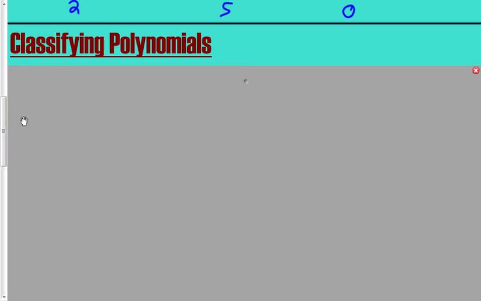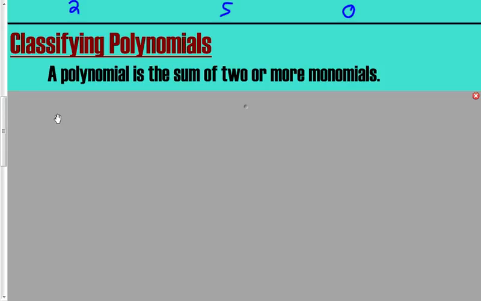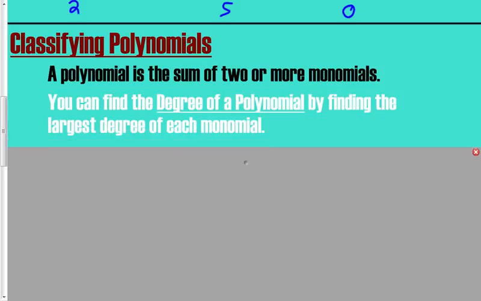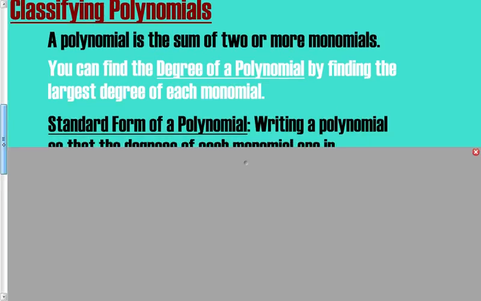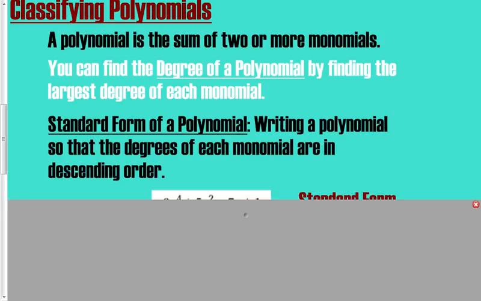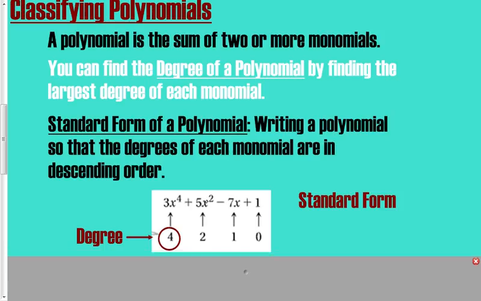All right, moving on. Classifying polynomials further. A polynomial is a sum of two or more monomials. We talked about that. You can find the degree by finding the largest degree of each monomial. When you're writing in standard form, and I mentioned this as well, you have the degrees of the monomials in descending order. So the largest one is always to the left, smallest one to the right. So here's an example in standard form. Because the largest degree is 4 there, then we have 2, then 1, then 0. That's why it's in standard form. It goes in descending order. Okay?